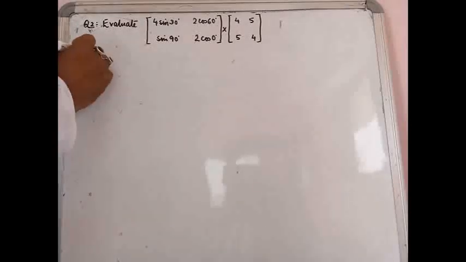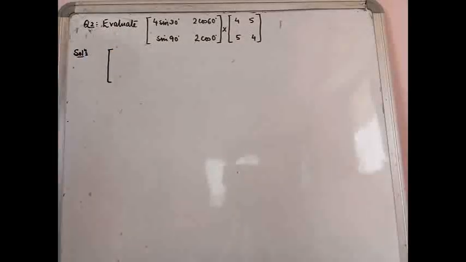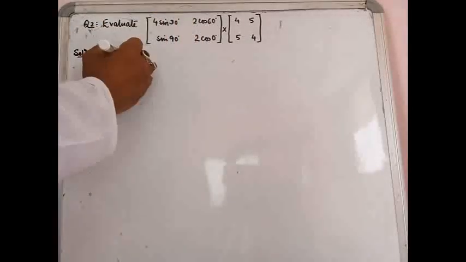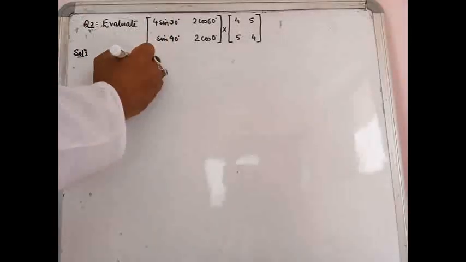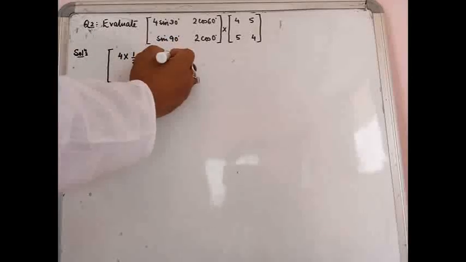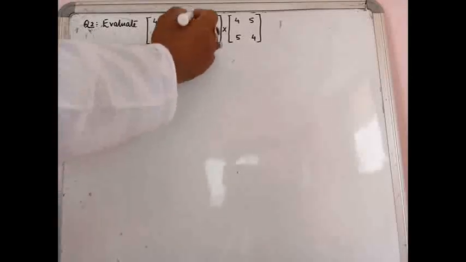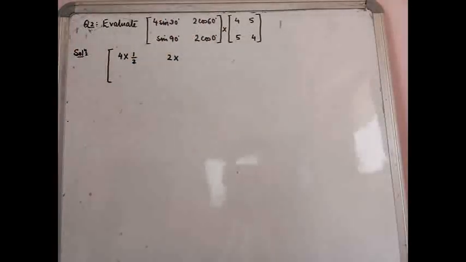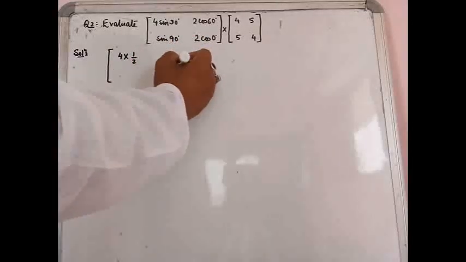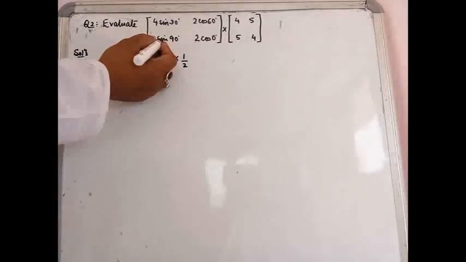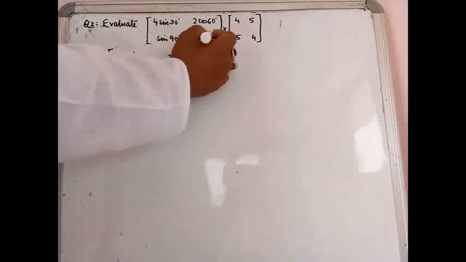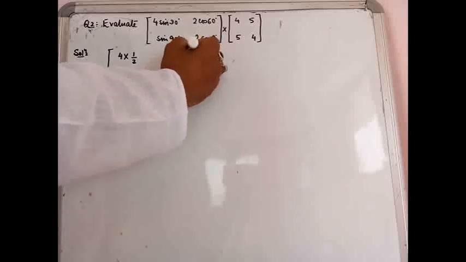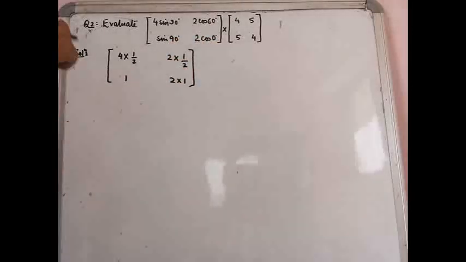Okay, so as a solution to this question 2, let us first have this matrix: 4 into sine 30. Sine 30, you must know, is half. Similarly, you have 2 multiplied by cos 60. Cos 60 is also half. Similarly, sine 90 is 1, and 2 multiplied by cos 0 is 1. Please remember, sine 0 is 0, but cos 0 is 1.